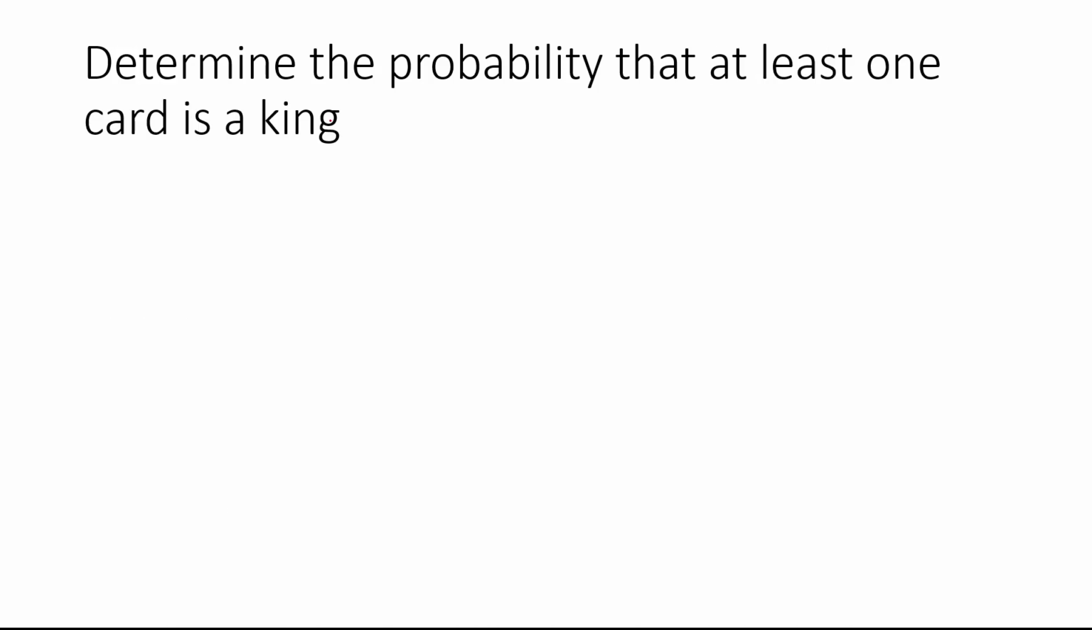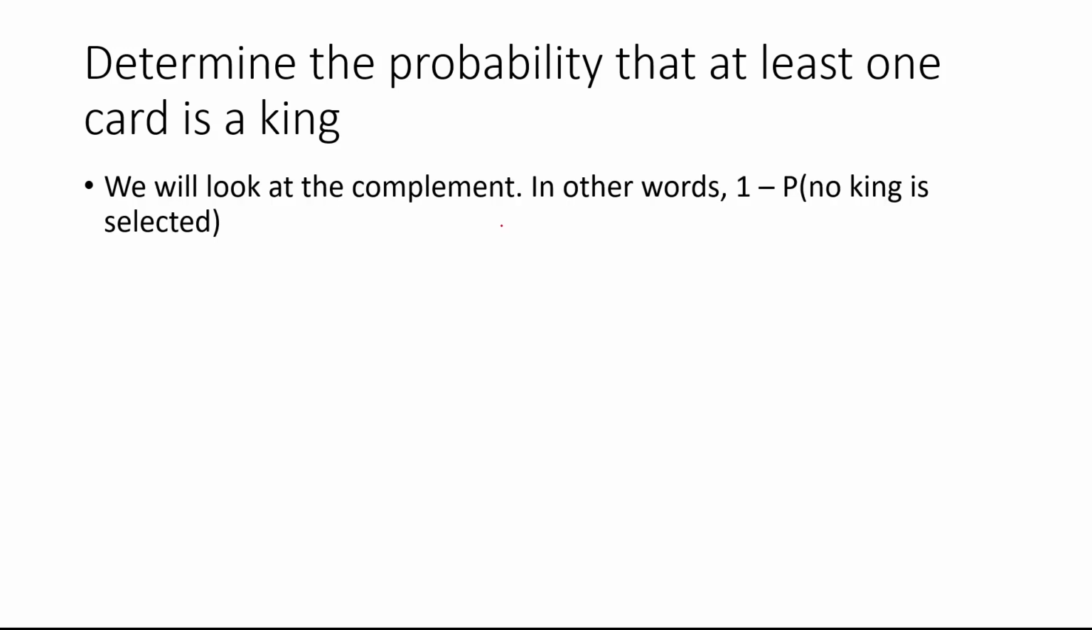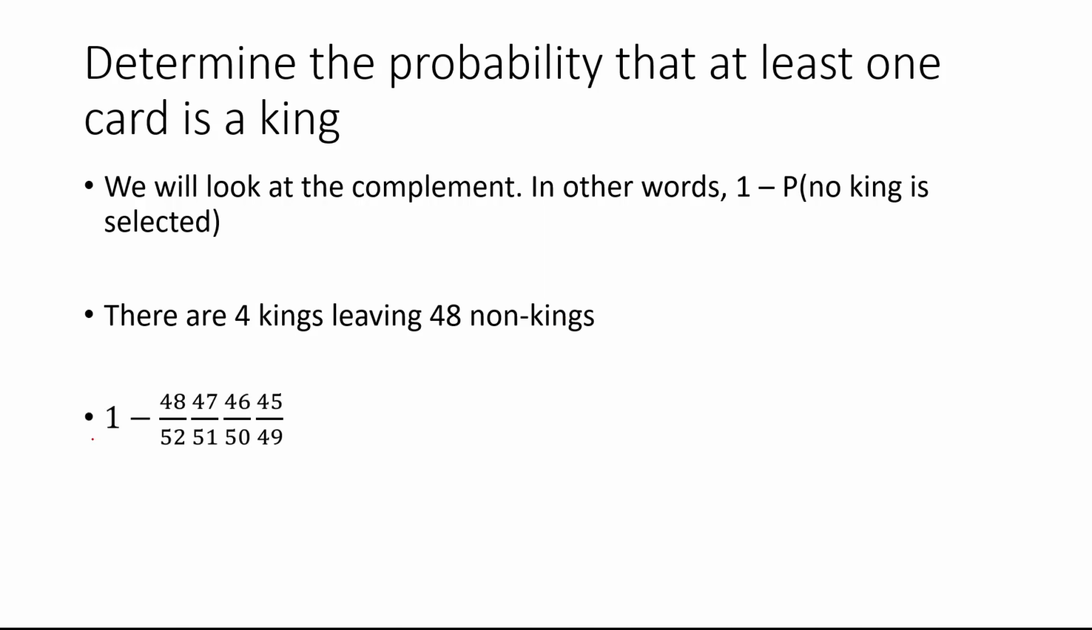Next question, determine the probability that at least one card is a king. So the way we're going to do this is by looking at the complement. In other words, 1 minus the probability that no king is selected. Since there are 4 kings in the deck, that leaves us with 48 non-kings. So there's 4 cards we have to choose from. That means there's 48 non-kings out of the 52 cards.